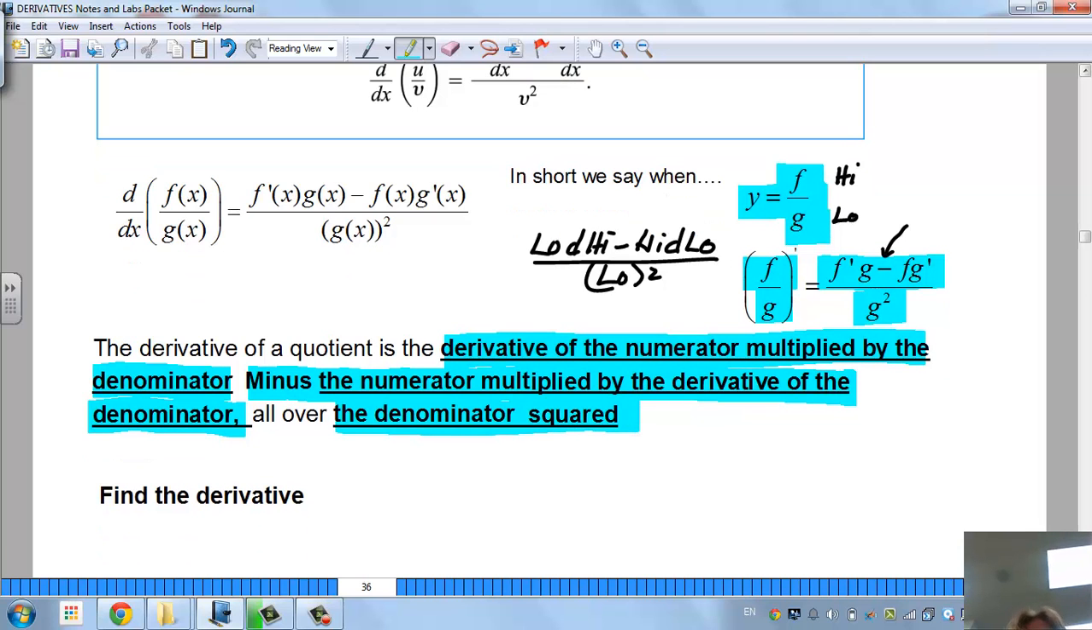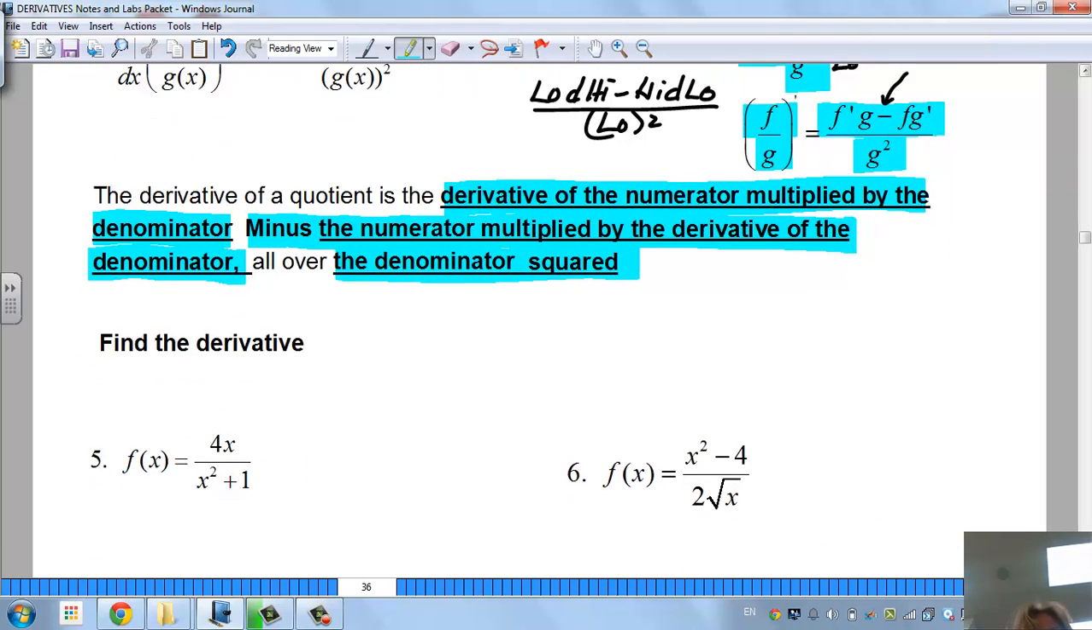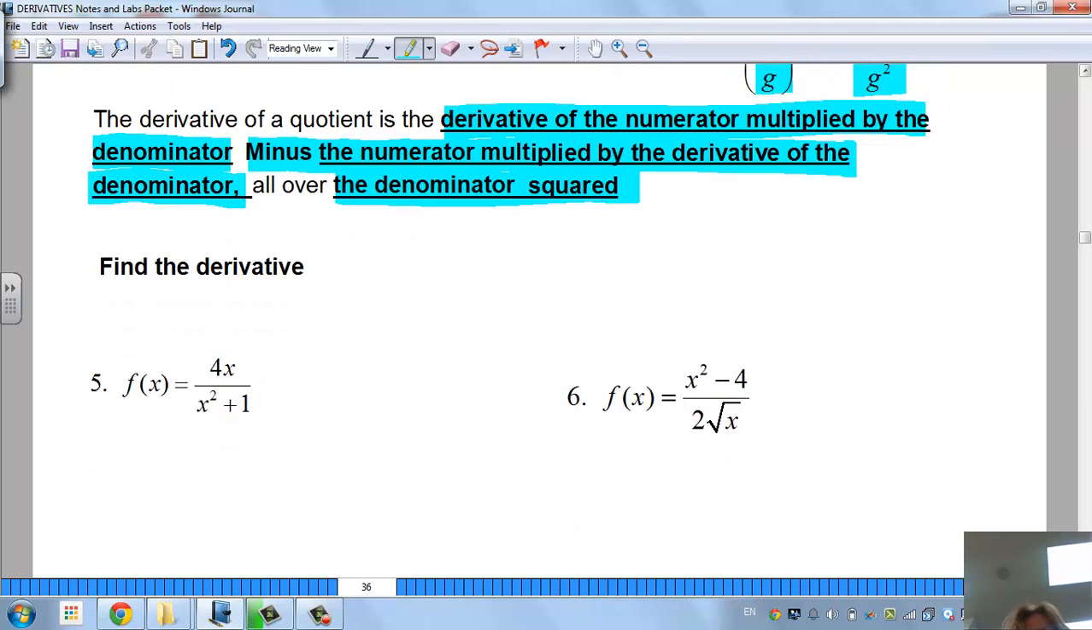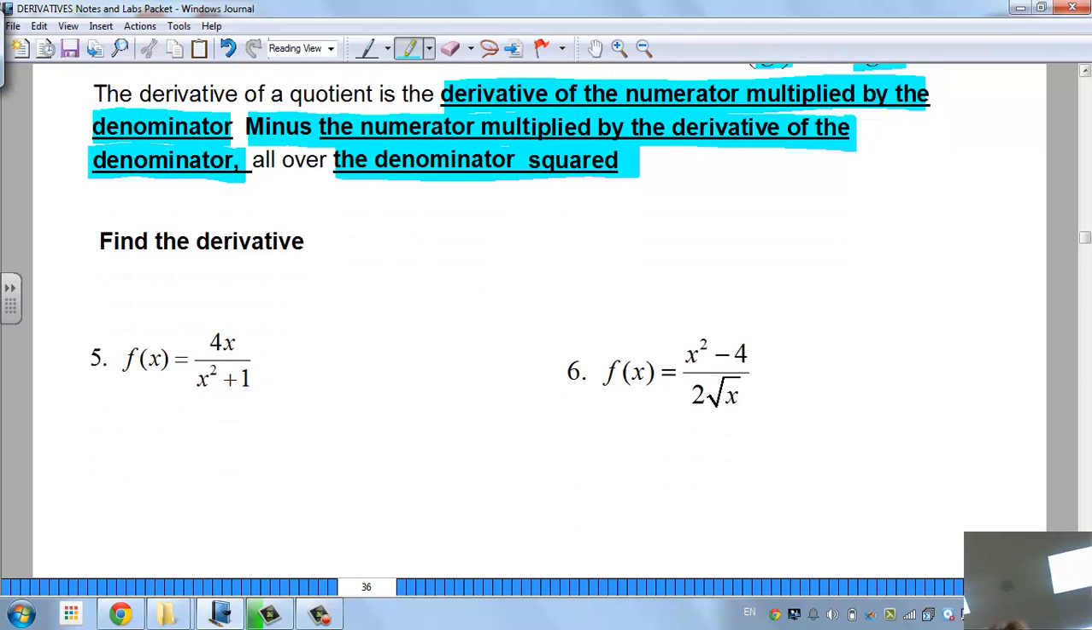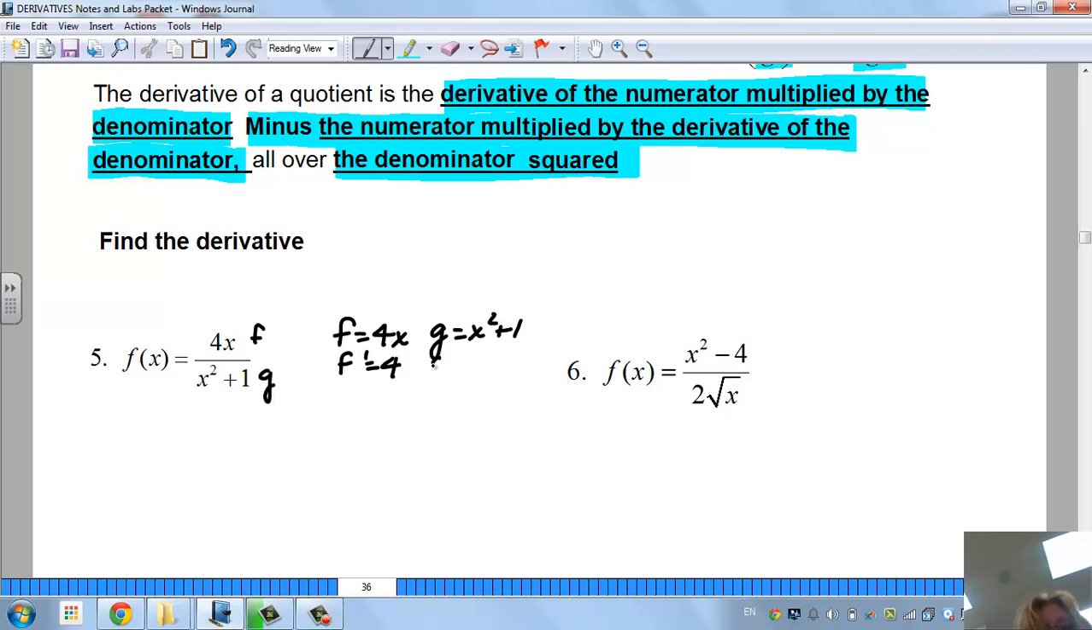Okay? So this is set up the same way. We're going to still set up our work like I showed you before, but these are all going to be quotients. I'm going to do a few problems with you and then we'll practice more in class. So this one is going to be right here, f, and we'll call the low g. So let's set it up. So I have f equals 4x, f prime is 4, g is x squared plus 1, g prime equals 2x.